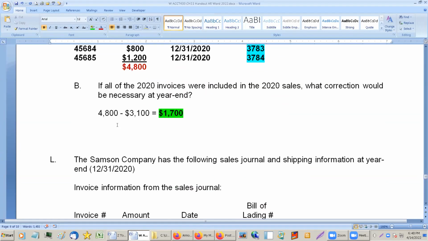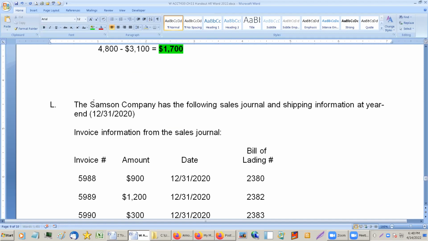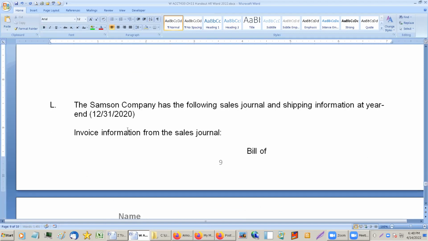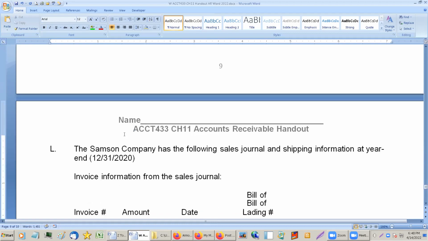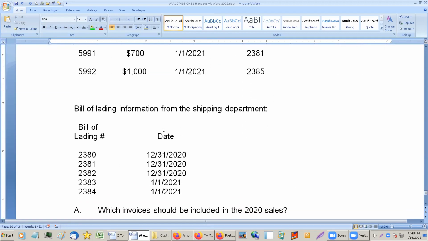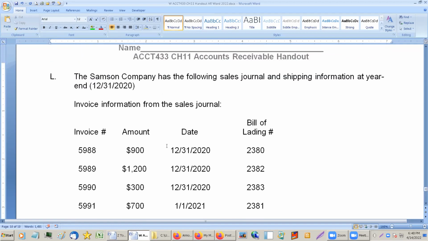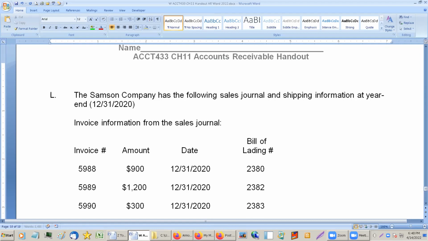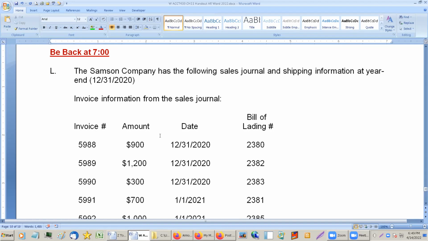Anyway, there's another one here. I tell you what, let's take a break now, and if you want to work on this one, we'll be back at 7. See if you can figure out this one, and we'll go ahead and take a break. It's very similar to the one you just saw.